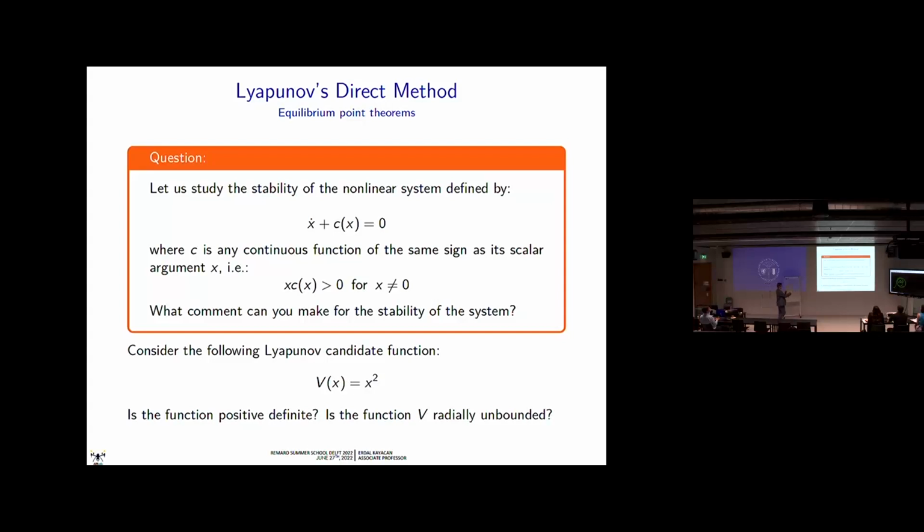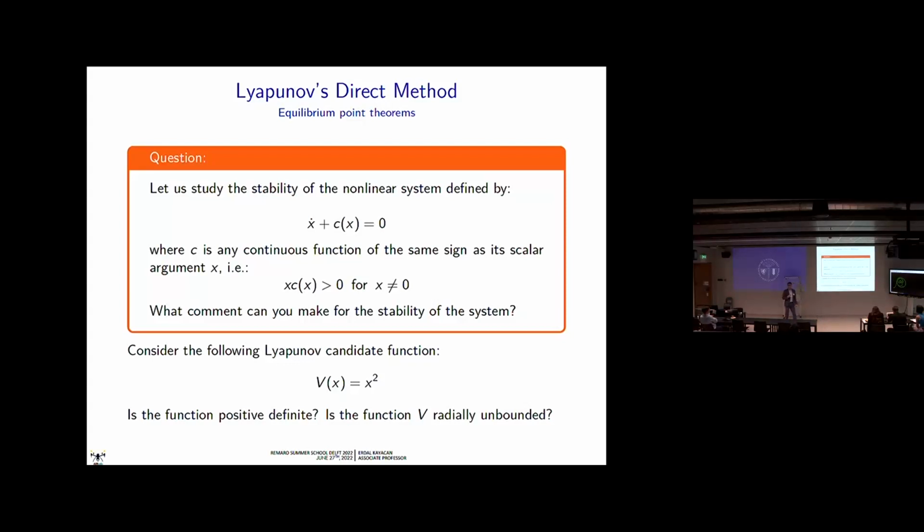Consider the Lyapunov function V(x) equal to x squared. Is this function positive definite? Yes. Is this function unbounded? Yes. I think you are now understanding where I am trying to reach. I'm trying to reach a global stability comment. So it's unbounded and positive. Now I need to show V dot.